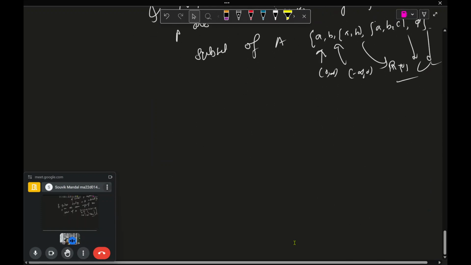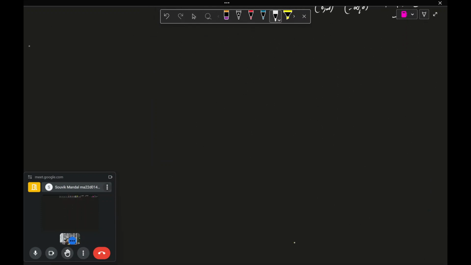Now there is another concept known as the quotient space. What is this?